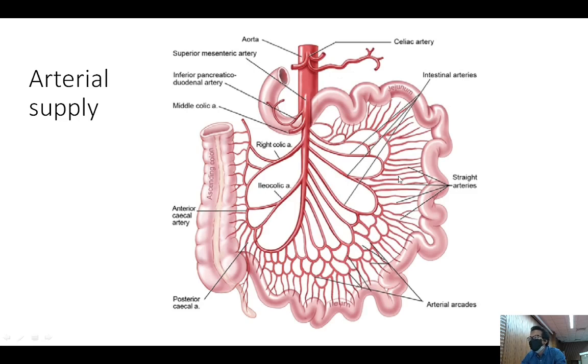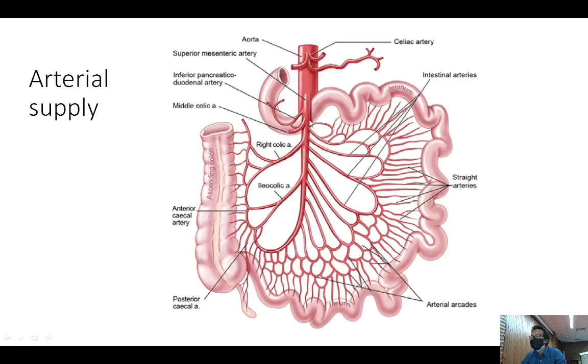Now at the end of the arcades, you see those parallel thin arteries going to the jejunum and ileum and supplying the blood. These are known as the straight arteries. So it's very simple.